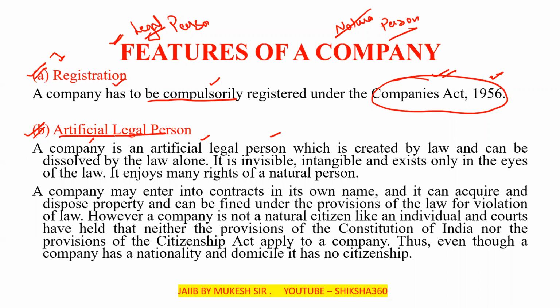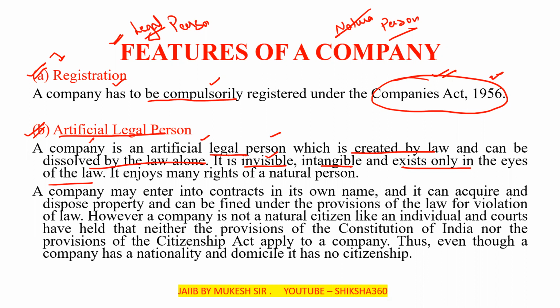A company is an artificial legal person which is created by law and can be dissolved by the law alone. It is invisible, intangible, and exists only in the eyes of the law. And it enjoys many rights of a natural person.